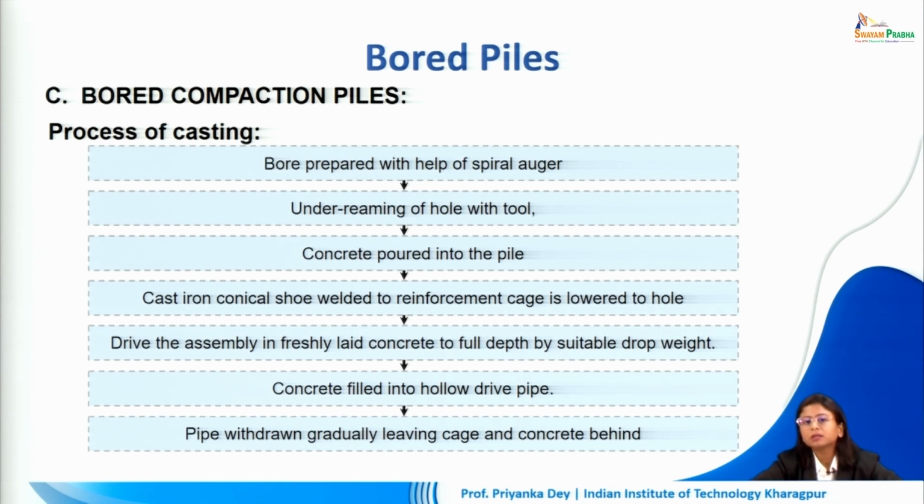It will be filled. The cast iron conical shoe, which is welded with the reinforcement cage, because without that it will be difficult to drive the cage into the already filled in concrete. So we're going to use a cast iron conical shoe, and then we'll drive this reinforcement cage to the suitable depth. Once that is done, we're going to finish up the filling of concrete and let that settle in.